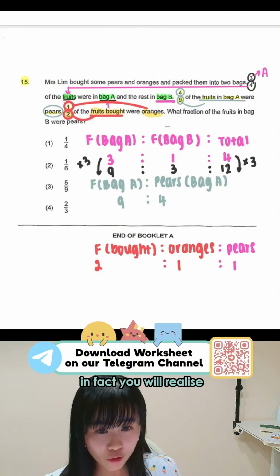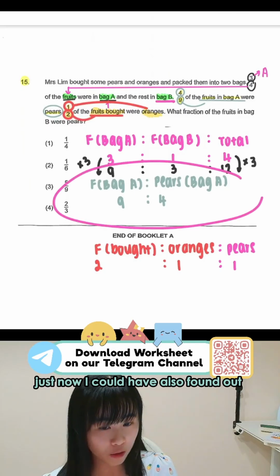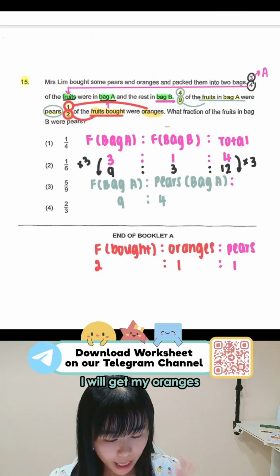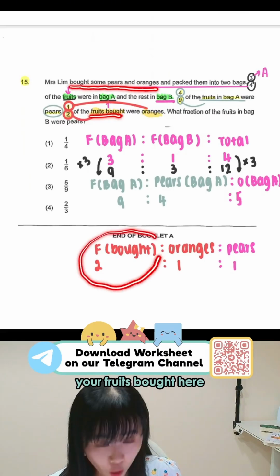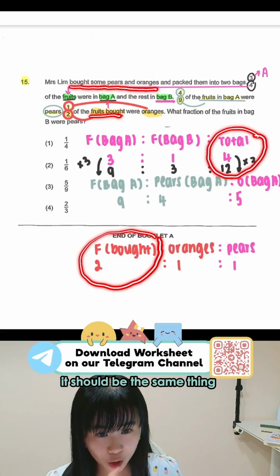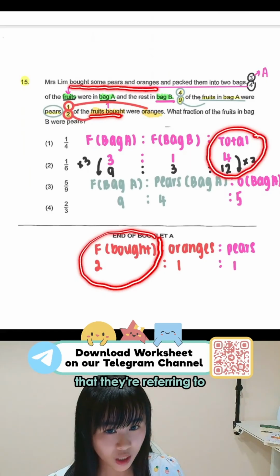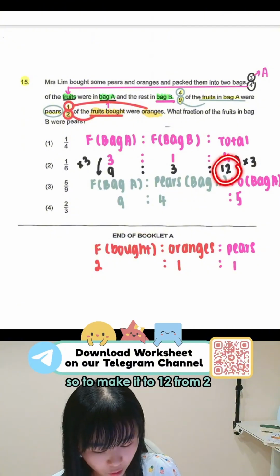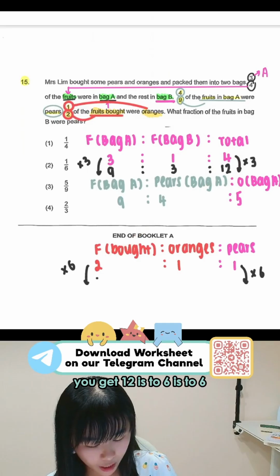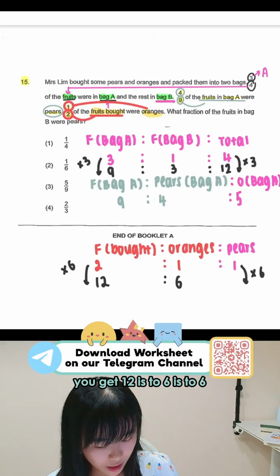In fact, you realize, just now I could have also found out more things here. I can take my fruits minus my pears, I will get my oranges. Your fruits bought here must be your total fruits here as well. It should be the same thing that they're referring to. So to make it to a 12 from a 2 is going to multiply by 6. You'll get a 12 is to 6 is to 6.